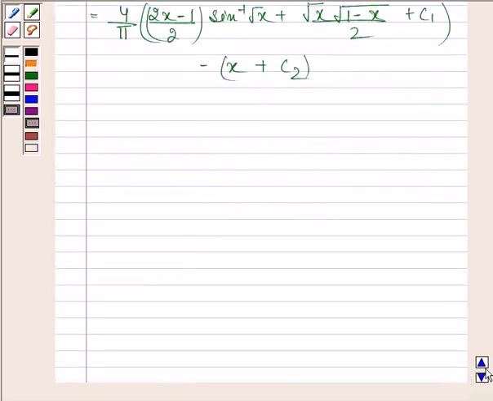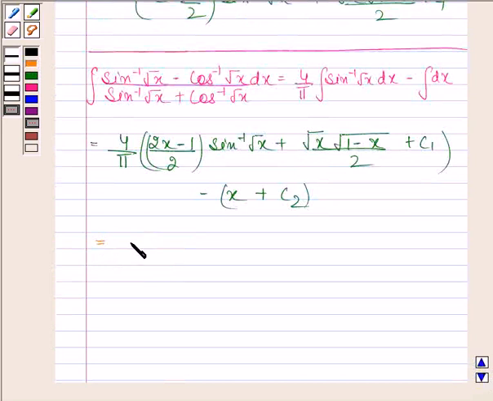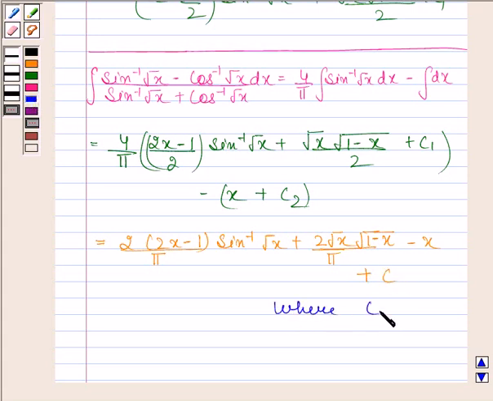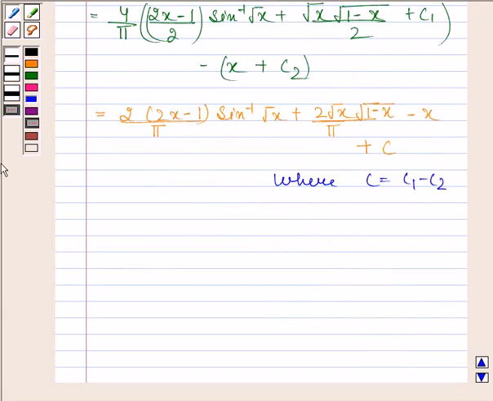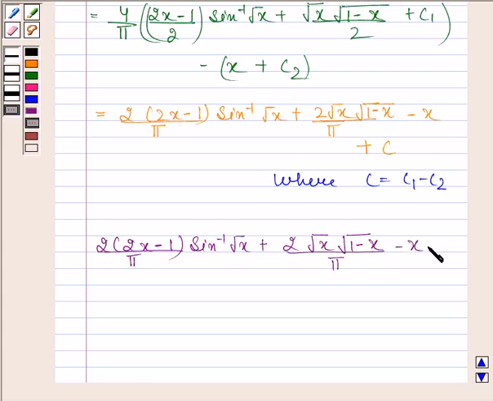Now this is equal to 2 into (2x minus 1) by pi sine inverse root x plus 2 by pi into root x into root 1 minus x minus x plus c, where c is equal to c1 minus c2. Hence, our required answer is 2 into (2x minus 1) by pi into sine inverse root x plus 2 by pi into root x into root 1 minus x minus x plus c.